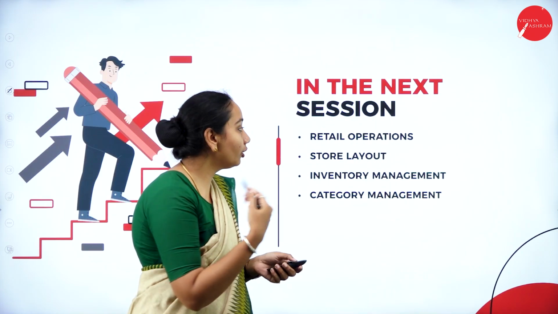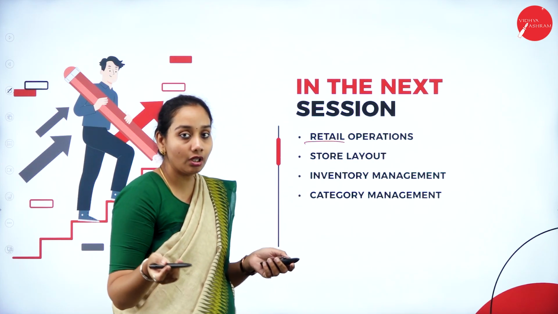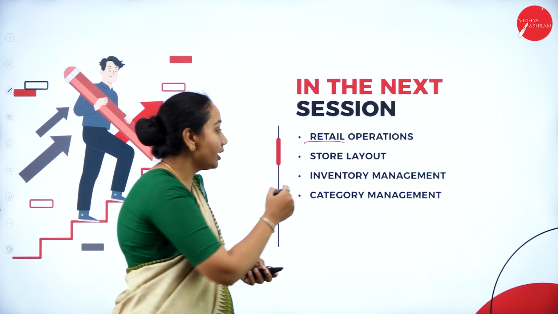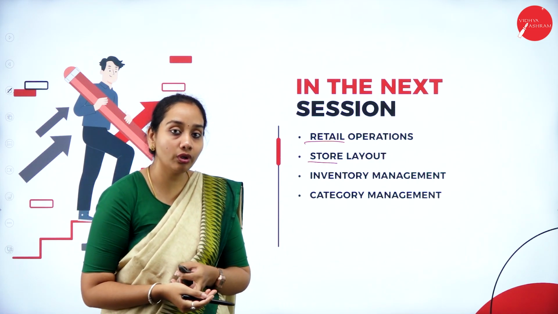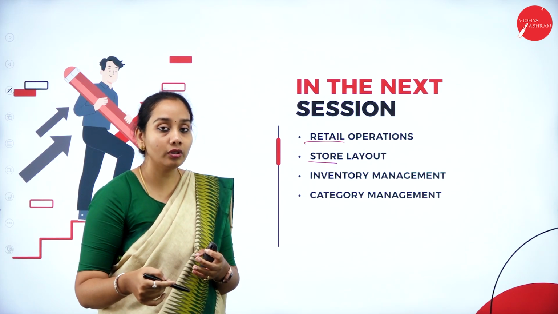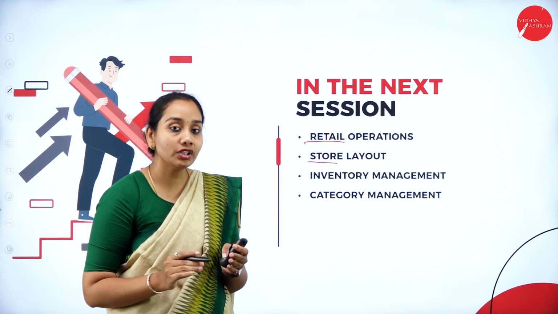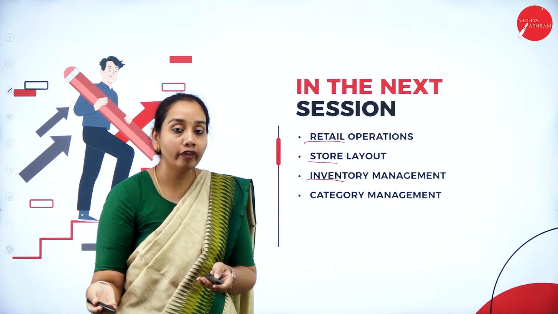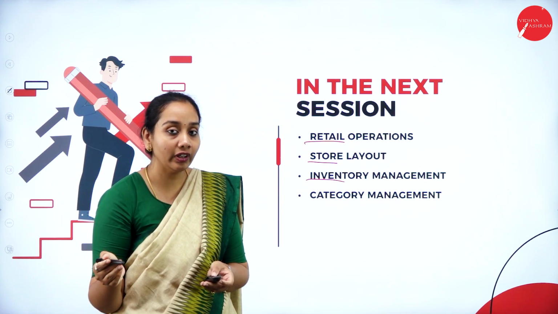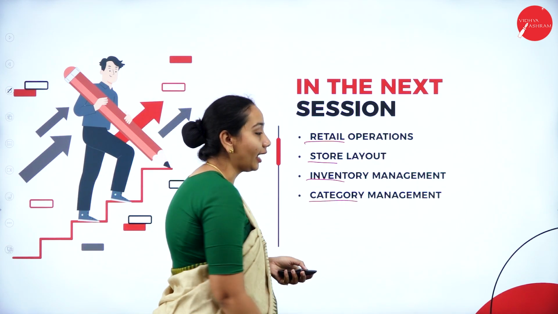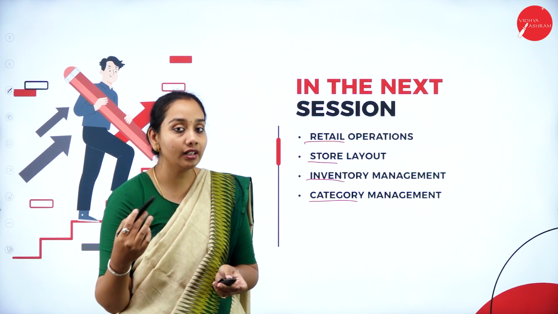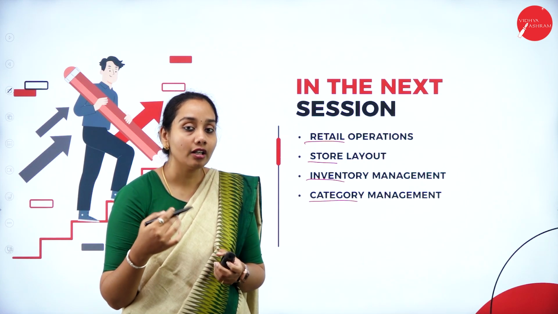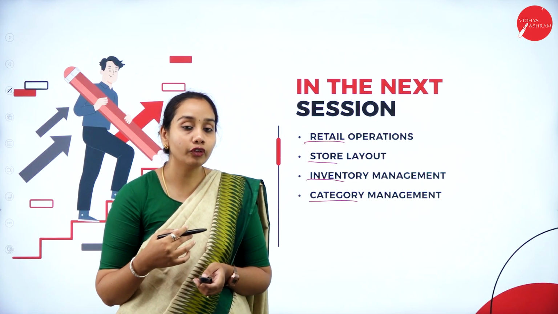For the next session, you are going to learn about what retail operation is, and how a retail sector or a retail outlet is going to operate its business. Next, you are going to learn about the different kinds of store layouts. There are different store layouts, and there are different dimensions for each and every retail outlet. And what is inventory management? There are different kinds of techniques that need to be covered in inventory management. And you are going to learn about category management, that is how retailers are going to manage the product categories, and what the techniques are in that. So these are the topics that you are going to learn in the next session.